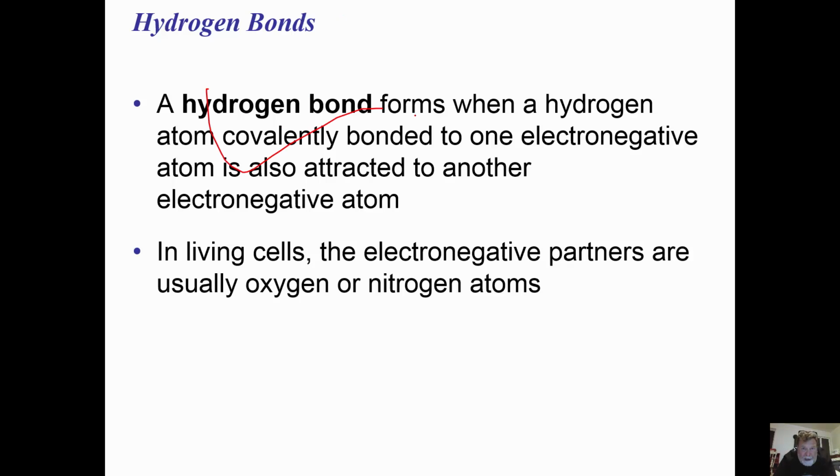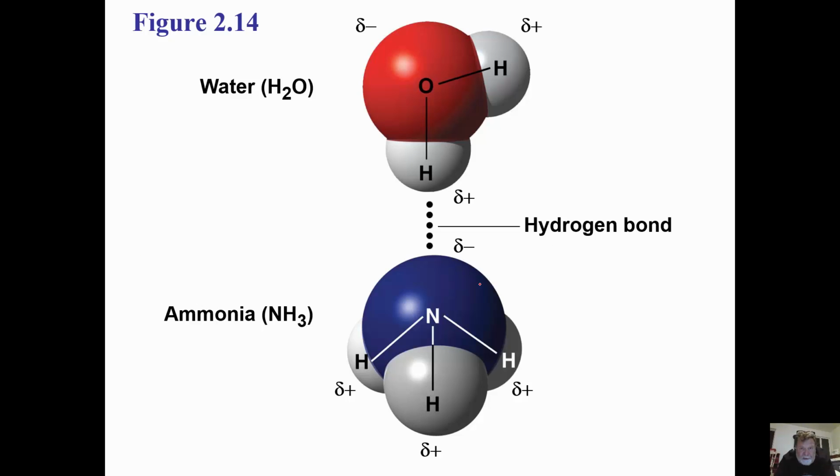A hydrogen bond forms when a hydrogen atom covalently bonded to one electronegative atom is attracted to another electronegative atom. In living cells, the electronegative partners are usually oxygen or nitrogen atoms, and we'll use this quite a bit. And here's a case where they come together, and so we're going to have a partial positive charge on this hydrogen over here with a partial negative charge on this nitrogen, and they will stick together. It's not a full charge, so that's why we have this little delta up here, the Greek lowercase delta.